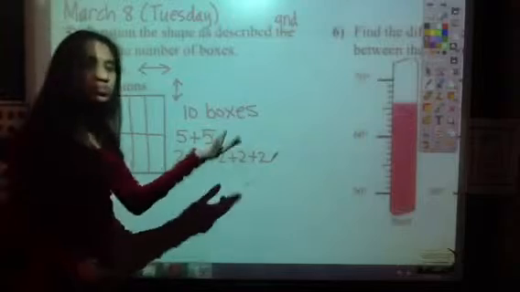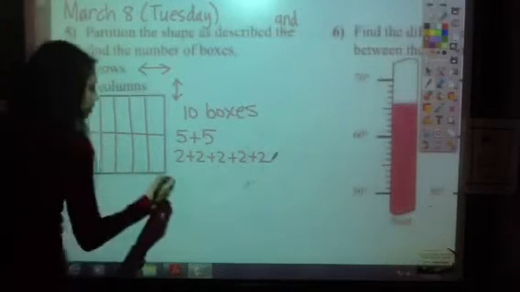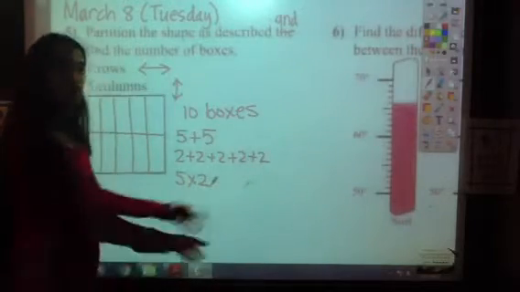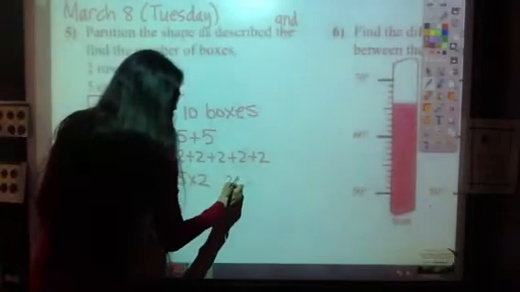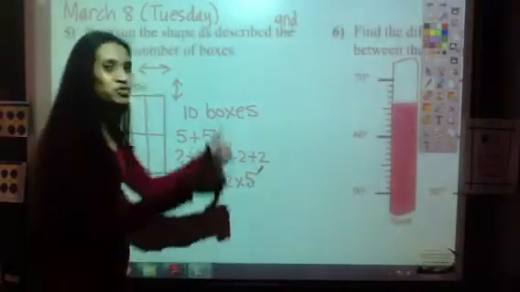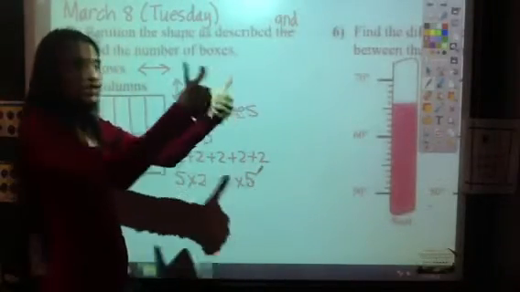And then we can do multiplication sentences too. What's that? 5 times 2. And then we could switch them around. 2 times 5. Thumbs up if you got that right. Woohoo! Yay! Good job.